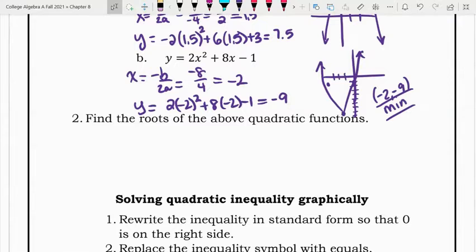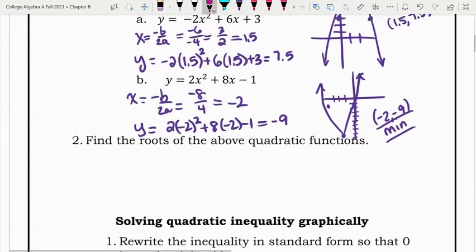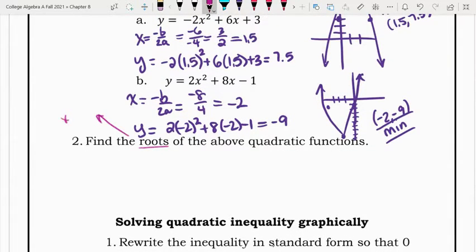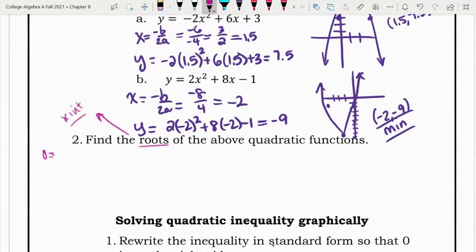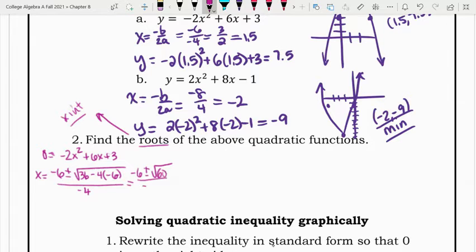All right, let's go. Find the roots of the above one. So that means find the x-intercepts. The first one will be 0 equals negative 2x squared plus 6x plus 3. So you get x equals negative 6 plus or minus the square root of 36 minus 4 times negative 6 over twice a, negative 4. So negative 6 plus or minus the square root of 36 plus 24, 60, over negative 4.